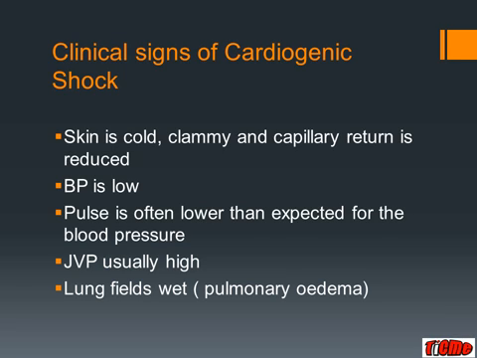Now remember, the JVP is usually elevated in cardiogenic shock because if blood isn't exiting the left ventricle, it has to go somewhere. And the lung fields for this reason are often wet, so you often see signs of acute pulmonary edema.